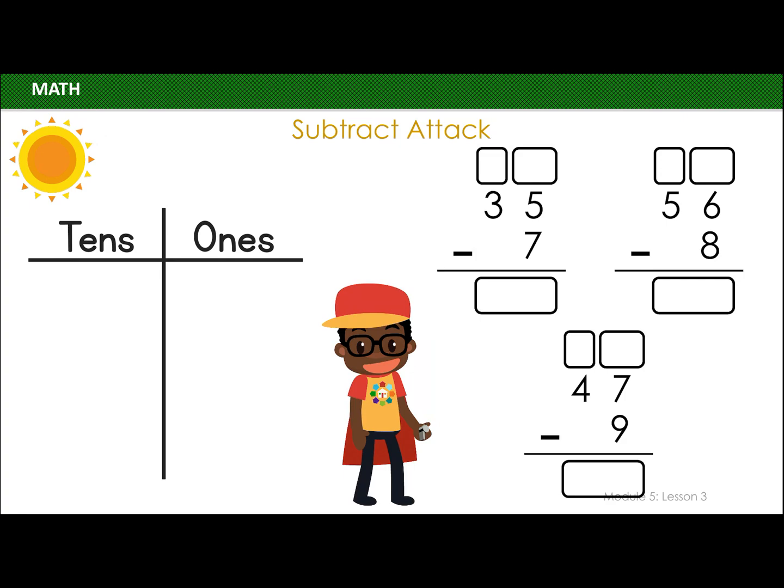So 35 minus 7, we know that our 5 is smaller than our 7, so we can't subtract that, so we have to regroup. So we take 1 away from our 3, we're left with 2 10s. We add that 10 to our 5 ones, and we are given 15. So we know now that we are doing 15 minus 7, which is 8. We bring this 2 down because this is 0. 2 minus 0 is 2, so our answer is 28.